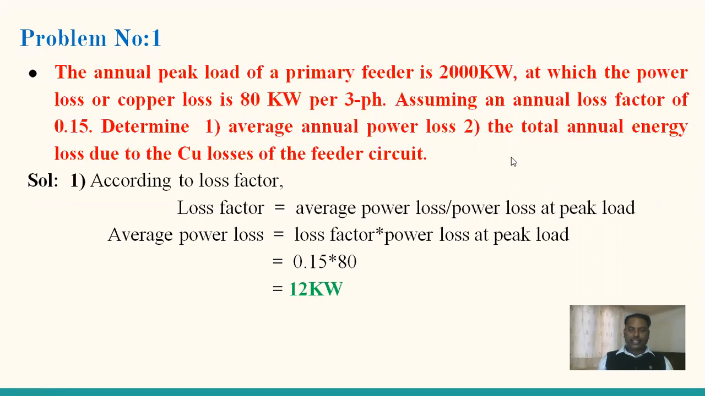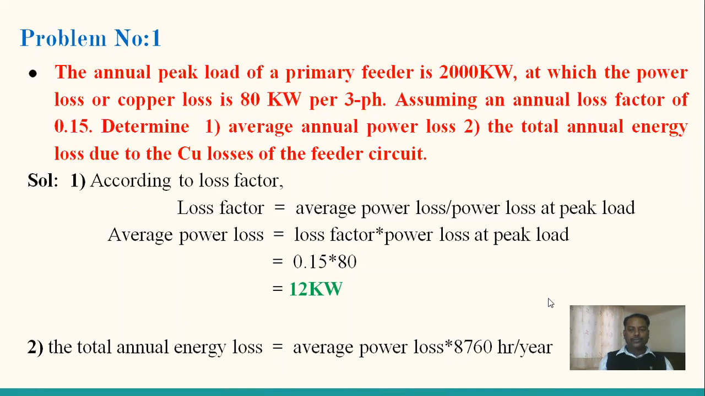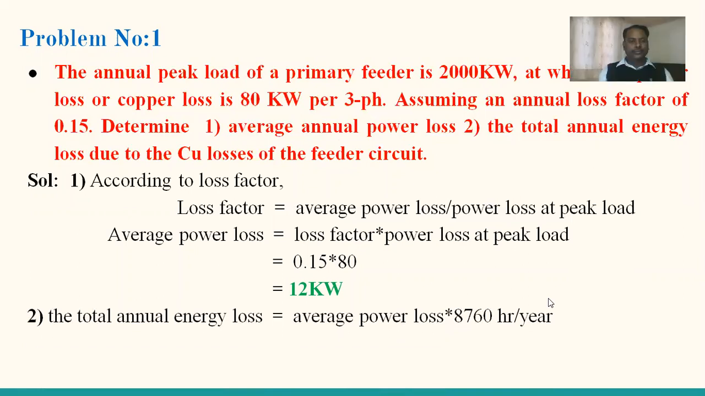Similarly, to evaluate the total annual energy loss, the power loss is to be multiplied with time to get the energy. Energy loss should be multiplied with 365 into 24 hours. So in part number 2, the total annual energy loss is equal to average power loss multiplied with 24 into 365. This is the number of hours per year.